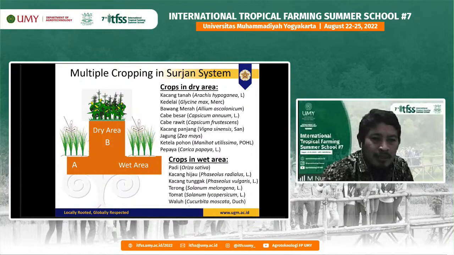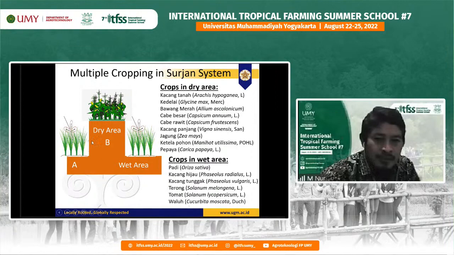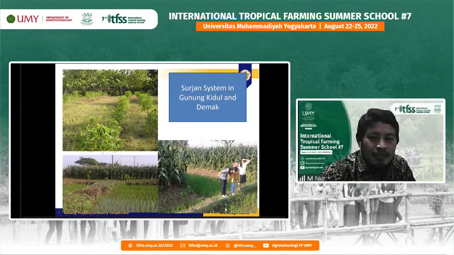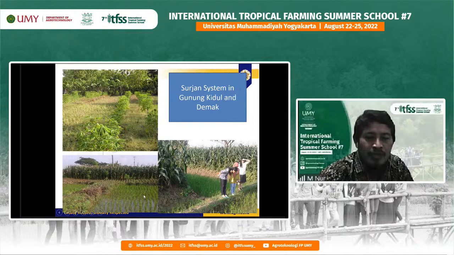We can cultivate rice in the furrow, but on the ridge we can cultivate other crops and also fruit, for example mango and so on. And this one is special. We can see from the air the surjan system in Jakarta, very nice, like cloth. This is also the surjan system in other areas, in Gunung Kidul and Demak, in Central Java. We can cultivate rice and also corn, cassava, and so on.